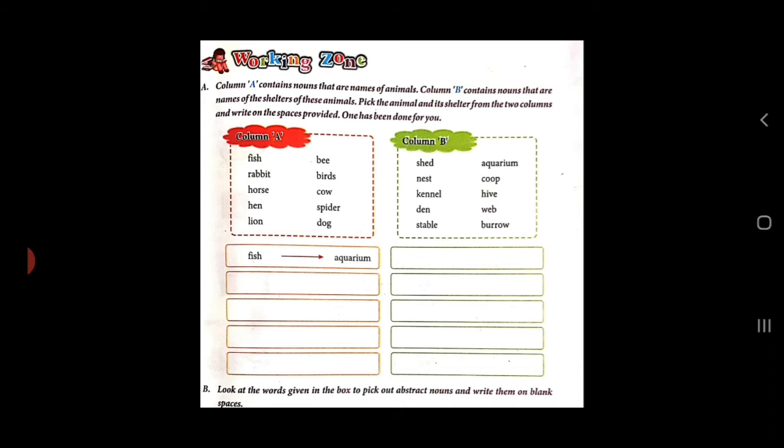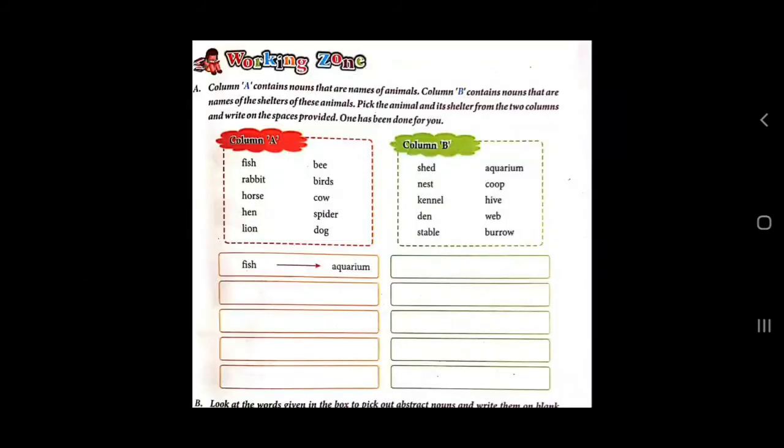Pick the animal and its shelter from the 2 columns and write on the space provided. One has been done for you. So you have to pick the animal from the orange box, and then you have to search for its shelter in the green box, and then you have to write the same in the space given below. For example, the first one they have done fish, aquarium. Now try the next one.